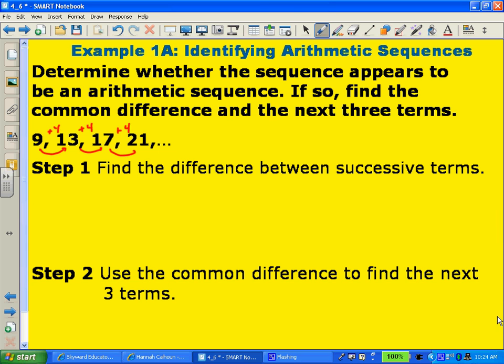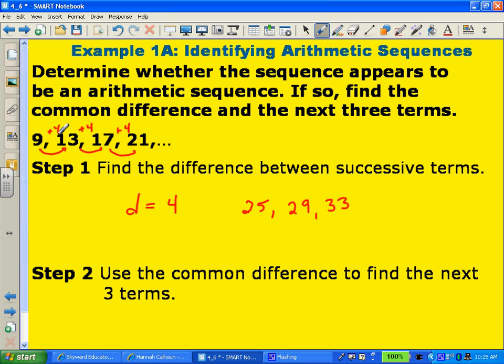And then once we know what the difference is, like I said, we refer to that with a lowercase d, so the difference is 4. It says use that difference to find the next 3 terms. So the next 3 terms would be 25, 29, and 33. And that's all I do on that. And this is how I would show my work.